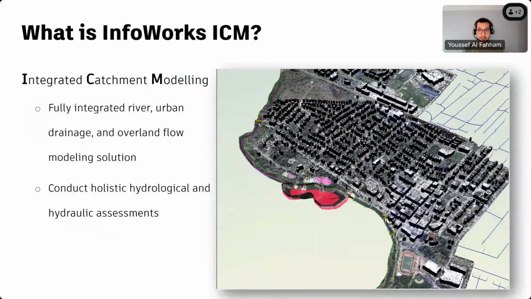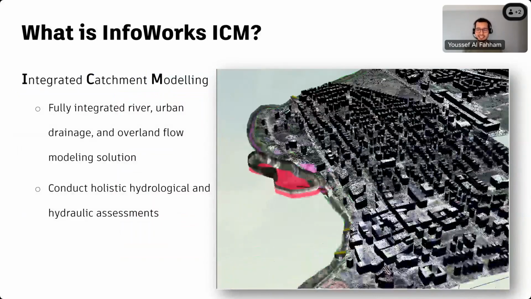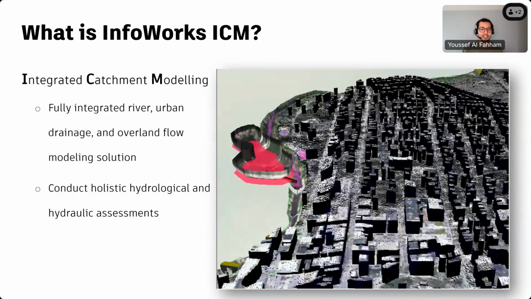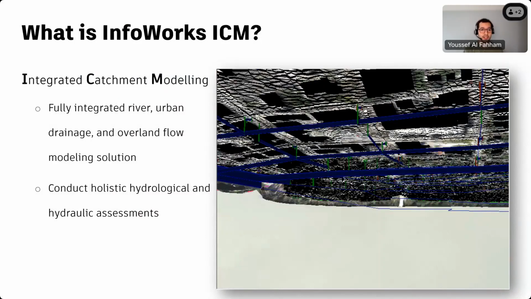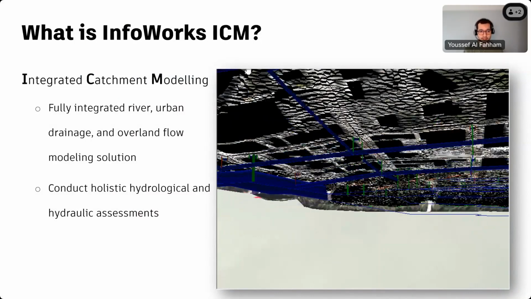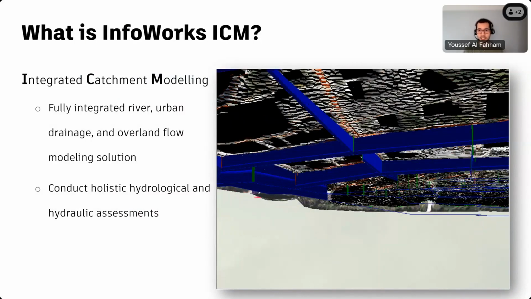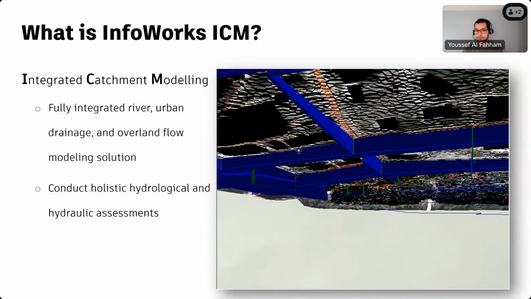So what is InfoWorks ICM? Actually, the main question generally asked is, what is ICM? What does it stand for? It stands for Integrated Catchment Modeling. It allows you to model river, urban drainage, and overland flow and conduct hydrologic and hydraulic studies or assessments.